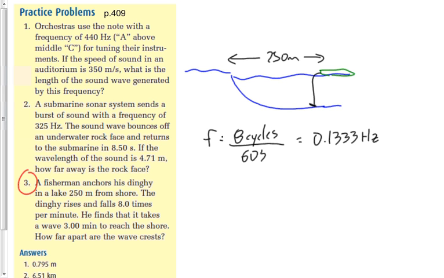Now, it takes the wave 3 minutes, or 180 seconds, to go to the shore. We want to know how far apart the wave crests are. We want to know this distance right here. What variable is that we're looking for there, Aiden? Yeah, it's lambda. So we're looking for lambda, the distance between the wave crests or between troughs, or the distance over which the wave repeats itself.